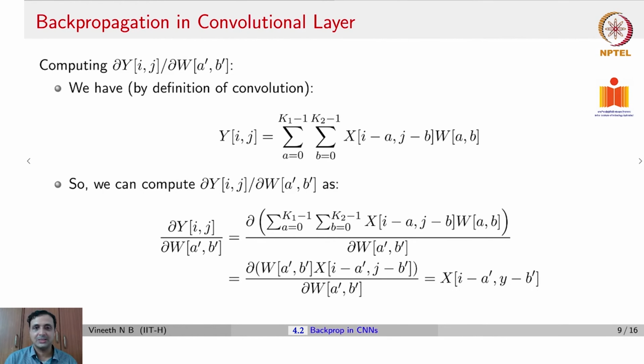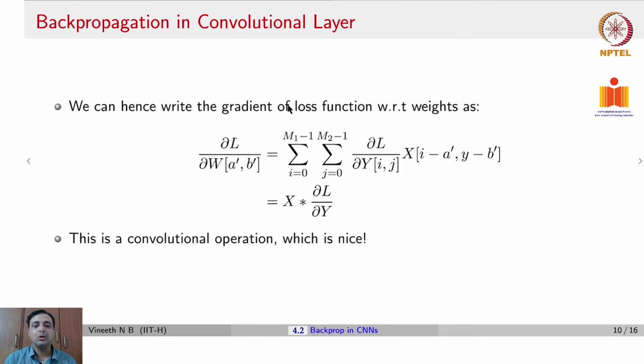Let's see how to use this. Let's plug this back in. We now have ∂L with respect to W a'b' equal to summation over all the pixels in Y, ∂L/∂Y for every pixel in Y, times the second term which we just computed on the previous slide, which turns out to be X at i minus a', j minus b'.